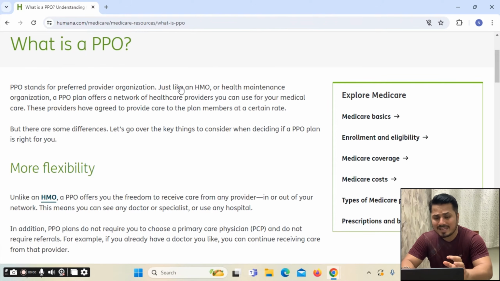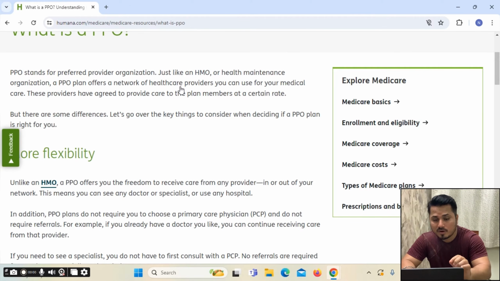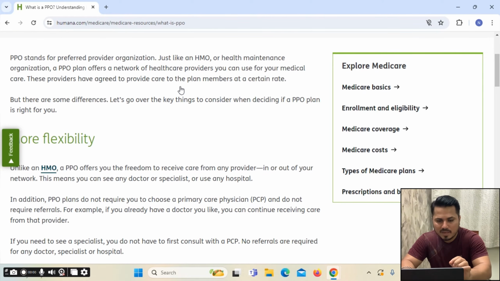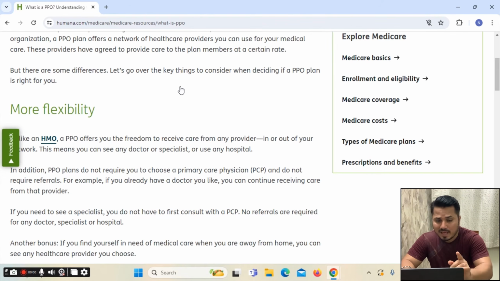Now, what is a PPO? That is the question. PPO stands for Preferred Provider Organization. Just like an HMO or Health Maintenance Organization, a PPO plan offers a network of healthcare providers you can use for medical care. Now, these providers have agreed to provide care to the plan members at a certain rate, but there are some differences. Let's go over the key things to consider when deciding if a PPO plan is right for you.